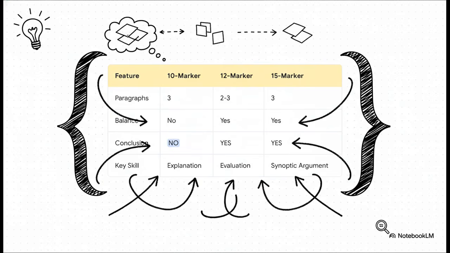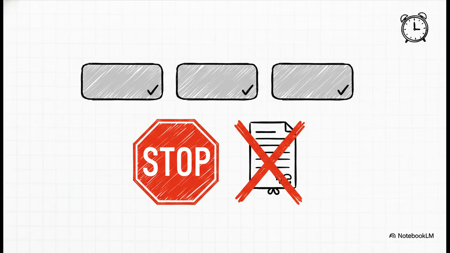Let's break that down a bit more. Okay, so this is crucial. For a 10-mark question, your job is to write 3 separate, well-developed WHY1Y2 paragraphs. And that's it. Seriously, do not waste precious exam time writing an intro or a conclusion. Just get straight into the points, build your 3 arguments, and then move on.